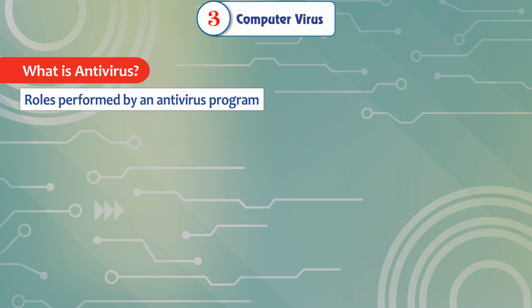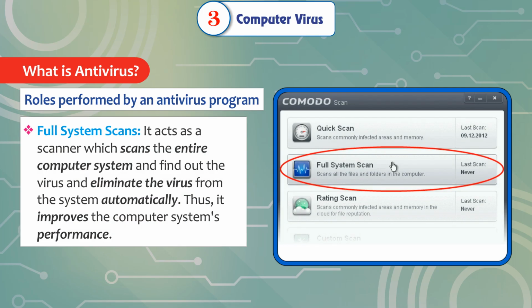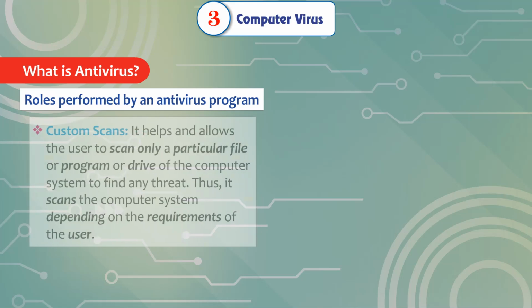Roles performed by an antivirus program. Full system scans. It acts as a scanner which scans the entire computer system, finds out the virus, and eliminates the virus from the system automatically. Thus, it improves the computer system's performance.